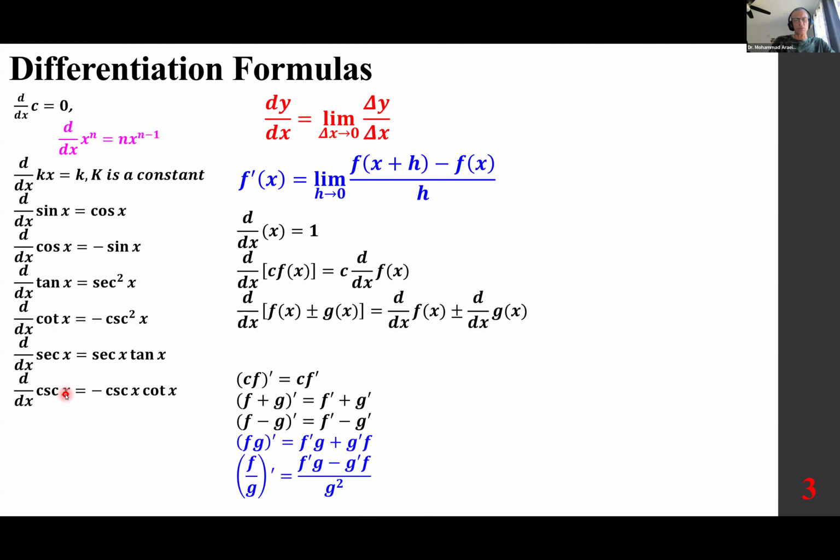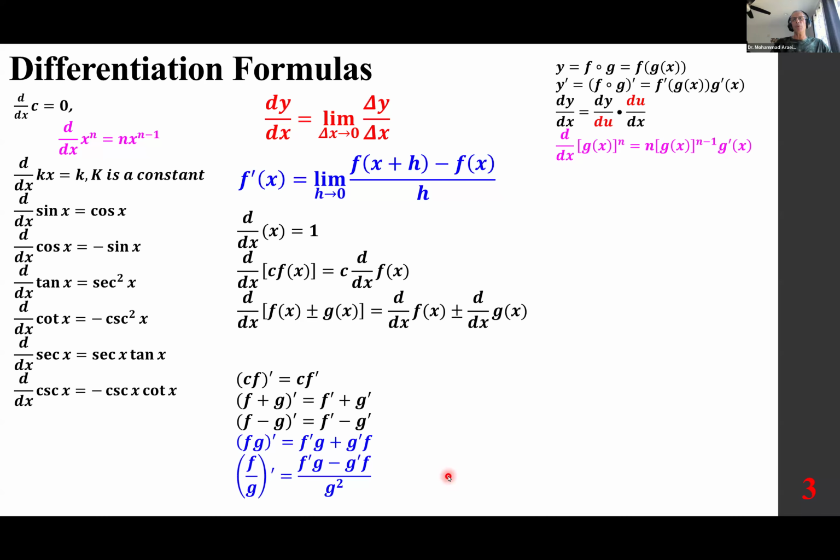Then we have other rules, for example, the product rule and the quotient rule. In shorthand notation, (fg)' is f prime g plus g prime f, and (f over g)' is f prime g minus g prime f over g squared. A composite function y equals f of g of x gives us the chain rule. The derivative of that is f prime of g of x times g prime of x. For an extended power rule, the derivative of g of x to the power of n is n g of x to the power of n minus 1 times g prime of x. And this is Leibniz's notation: dy/dx is dy/du times du/dx.